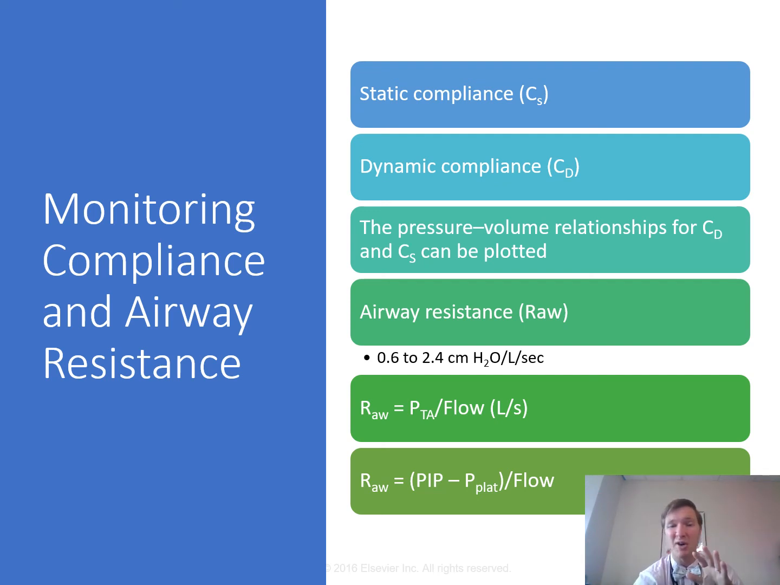So if PIP and plateau are holding hands, they're in a compliant relationship. If they go everywhere together, it's a change of compliance, right? But if PIP increases along with PTA, that means it's a Raw relationship. If PIP changes and plateau stays at home, it doesn't move, then we know it's a change in airway resistance. That will help tell us, is this a Raw issue or a compliance issue? All right, we can see it from there.